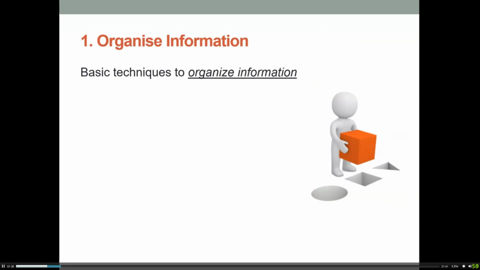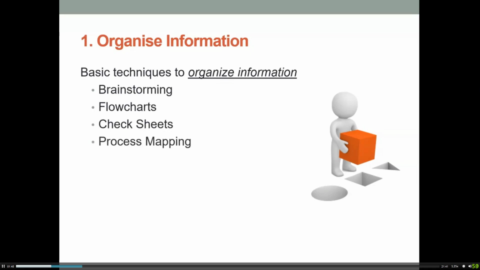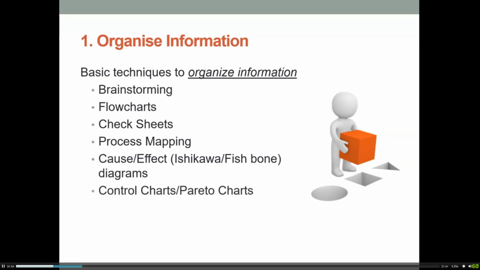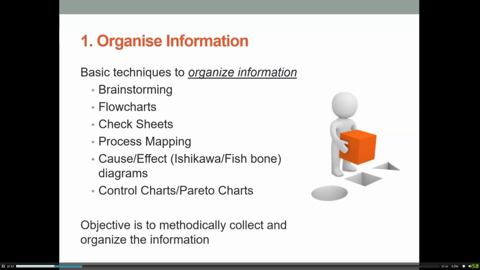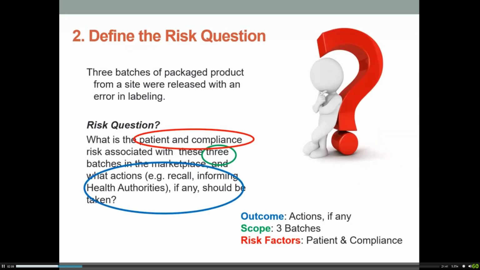So the first step on that process is to organize our information. So basic techniques are required to organize our information. We can use things like brainstorming, we can use things like flowcharts, check sheets, process mapping, cause and effect, the Ishikawa fishbone diagrams, control charts or Pareto charts, and the objective really is to methodically collect and get as much data together as we can to inform our decision and to organize that information so that we can easily see trends and information. We talked in our last lesson a little bit about the importance of how we define our risk question, making sure that we're covering the outcome, the scope, and the risk factors as part of that.